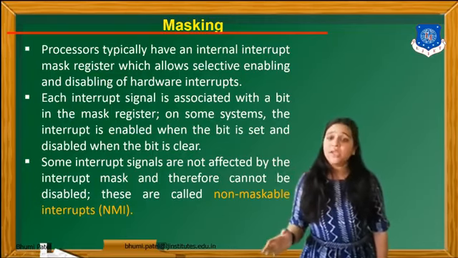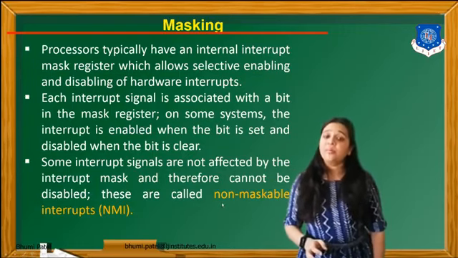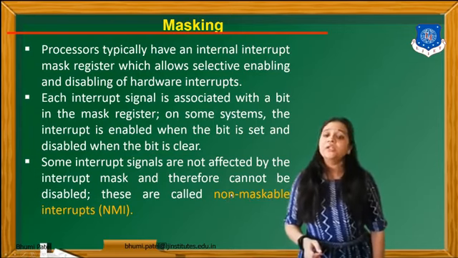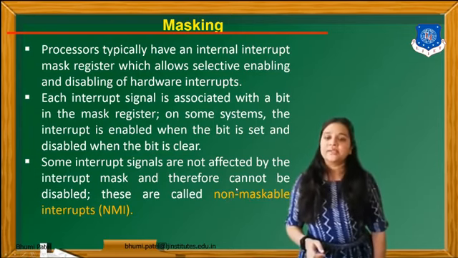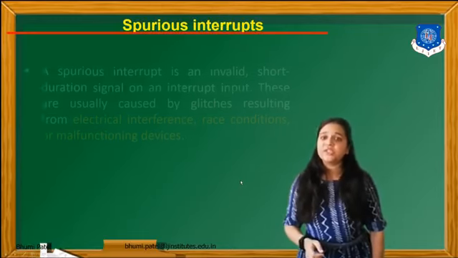But in some cases we cannot interrupt the signal using masking. That type of interrupt is called a non-maskable interrupt. So the fourth one is the spurious interrupt.